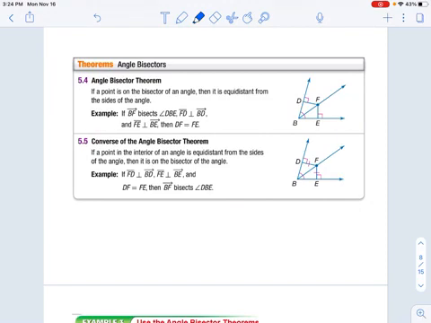So the angle bisector theorem tells us if a point is on the bisector of an angle, then it is equidistant from the sides of the angle. So this point F is on this bisector BF. We know it is equidistant from the sides of the angle. If you remember, we take our perpendicular distance, so these must be perpendicular, meaning that DF and EF are equal, the same length. So by angle bisector theorem, those are the same.